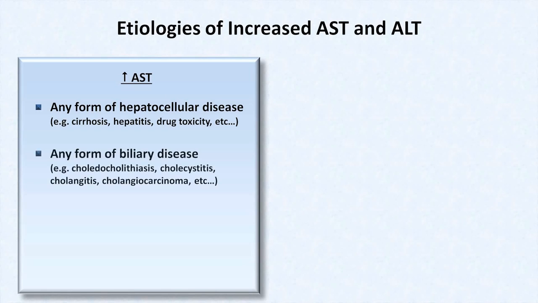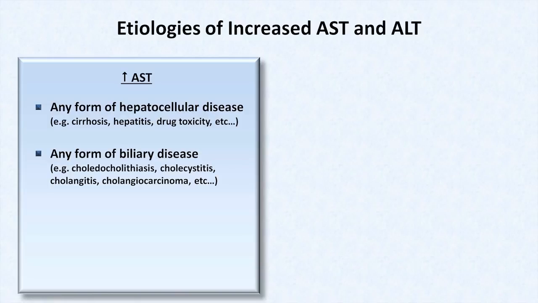It can also be seen in any form of biliary disease, such as choledocholithiasis, cholecystitis, cholangitis, and cholangiocarcinoma, basically any disease that starts with the syllables chole. Often, diseases of the biliary system are collectively called cholestatic disease, a term which serves as a parallel to hepatocellular.